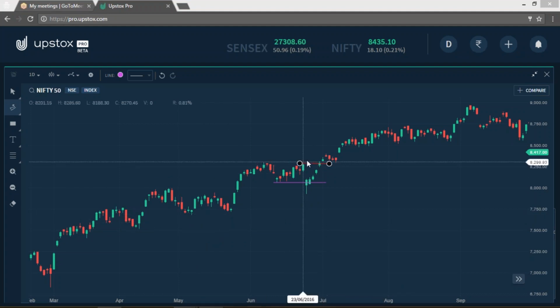Guys, do you agree with this setup here? A long setup here? Okay, and where would the stop loss be? So this is the candle which made the swing high.